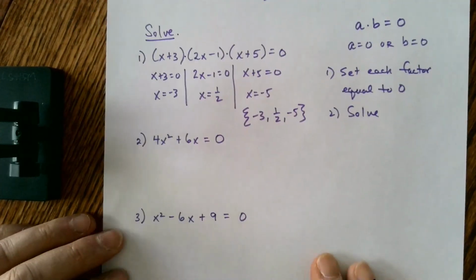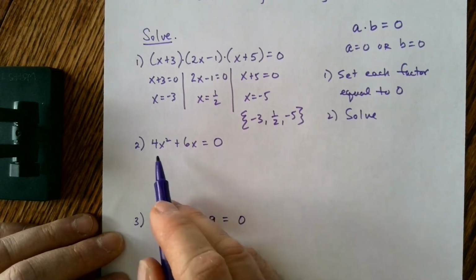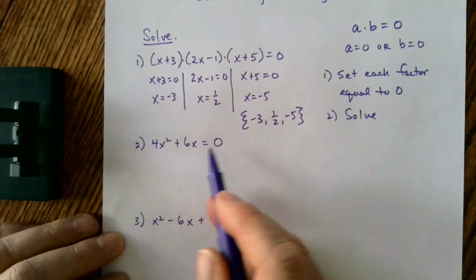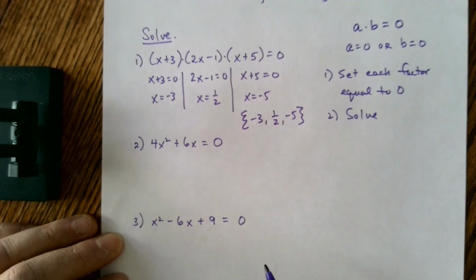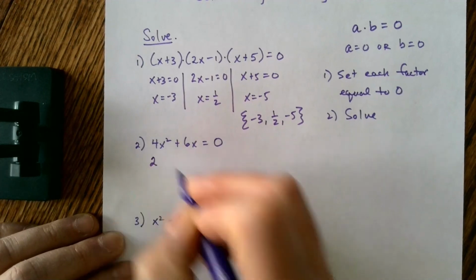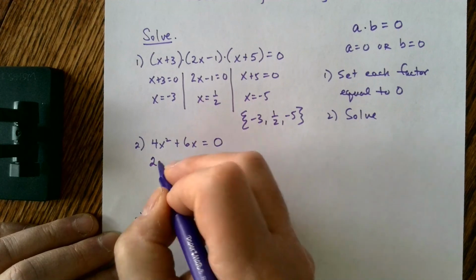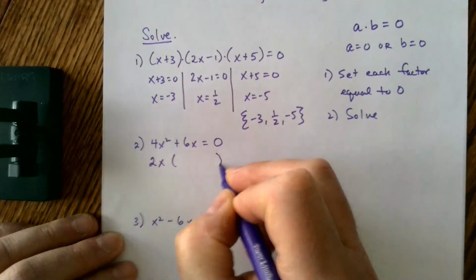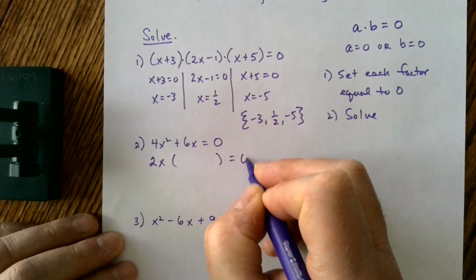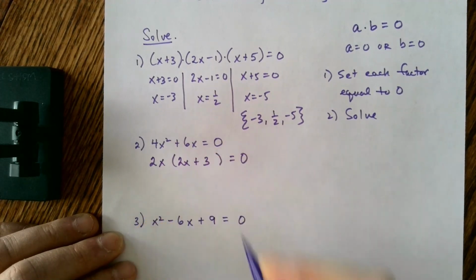So let's put it together now for a couple of problems here. Let's say that I have 4x squared plus 6x equals 0. Let's use our factoring techniques. Is there a greatest common factor? The answer is yes. Both 4 and 6 are divisible by 2. X squared and x are divisible by x. So if I pull out my common factor of 2x, I'll be left with 2x plus 3.